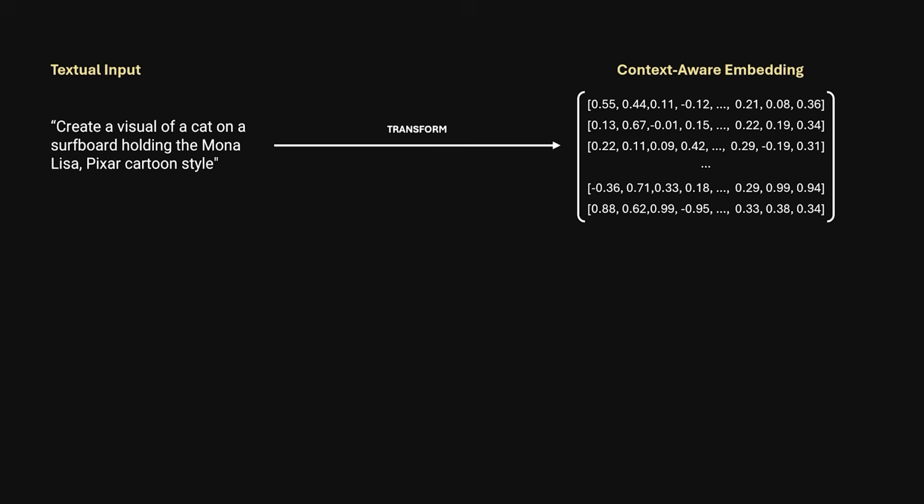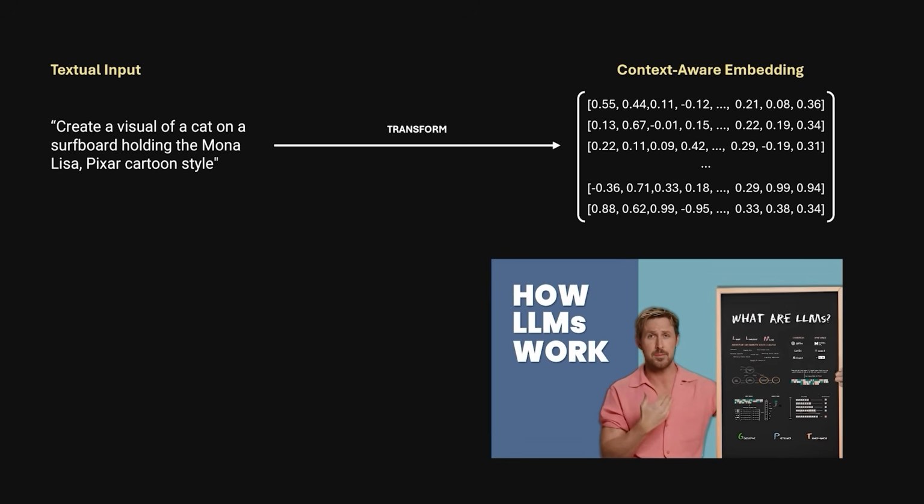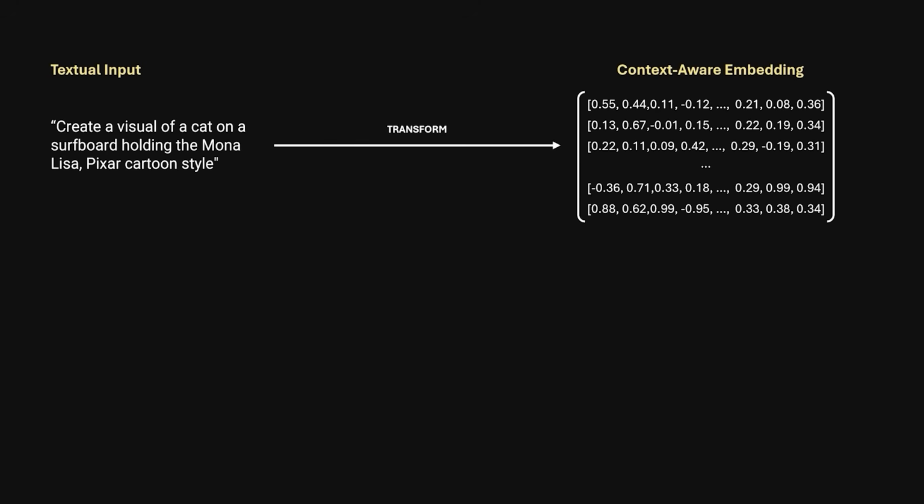First, the diffusion model uses a large language model to transform your text input into a context-aware embedding. If you don't know what a context-aware embedding is, make sure to check out our video where Ryan Gosling explains how large language models or LLMs work. But for now, just think of an embedding as a numerical representation of the input text, which captures the exact meaning of the text in a format that computers can understand.